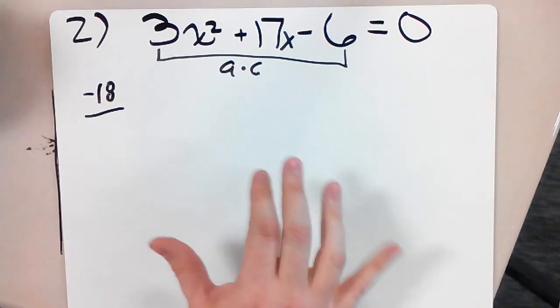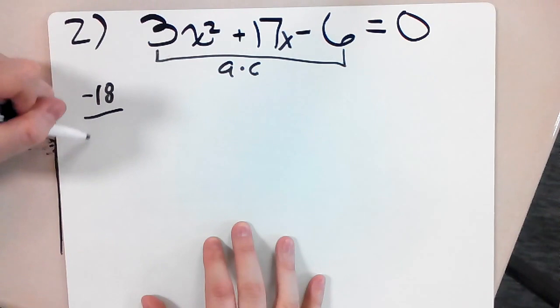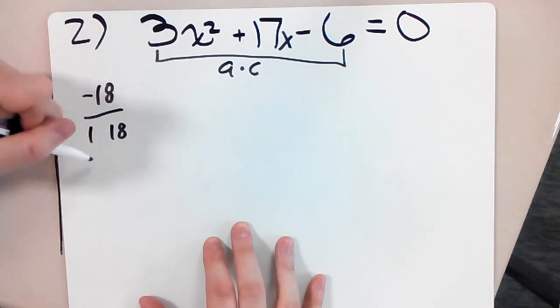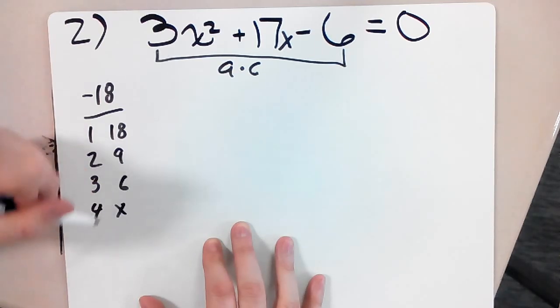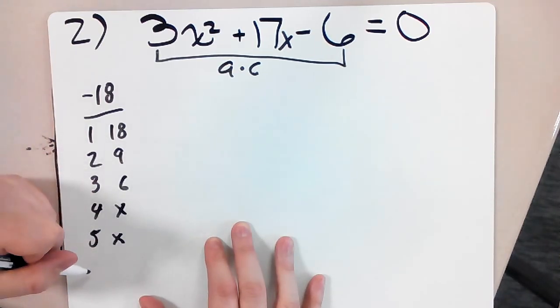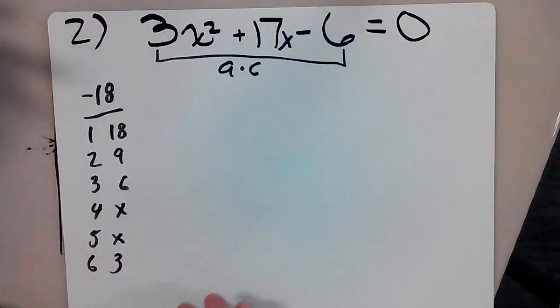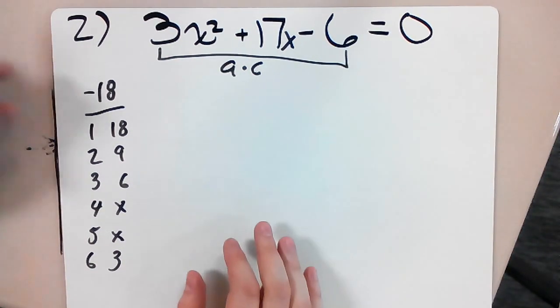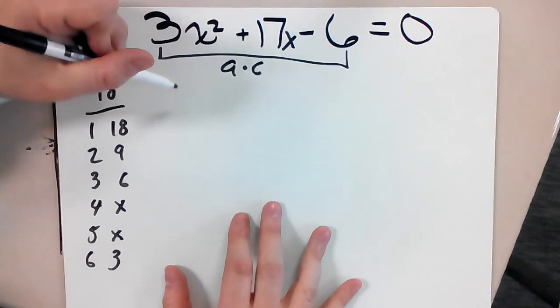So what I have to figure out is what multiplies to negative 18 and adds to 17. So I have the factors of 18: 1 and 18, 2 and 9, 3 and 6. 4 doesn't work, 5 doesn't work, 6 and 3. So now that I know I repeated, I got them all. Now, I know that 1 and 18 will add to 17, so I'm going to do that.